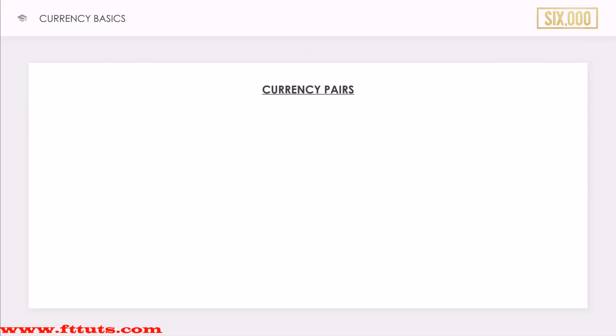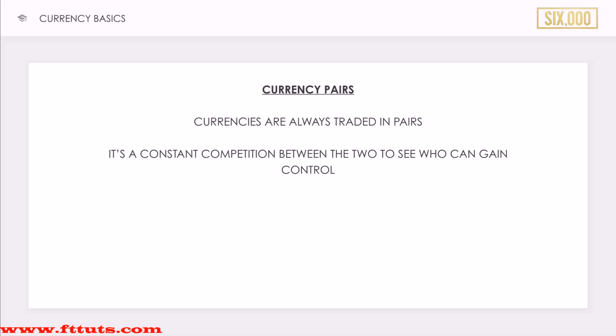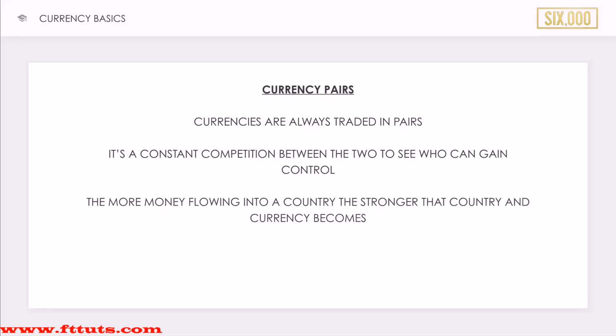Now, every single currency is traded in what's known as a currency pair. So you don't just trade the US dollar, you would trade it against another currency. Currencies are always traded in pairs, and it's a constant competition between the two to see who can gain control. It's similar to a boxing match or any other type of sports. The more money flowing into a country, the stronger that country and currency becomes. So like I said before, it's like a sport. There's a constant competition between the two to see who can come out on top.